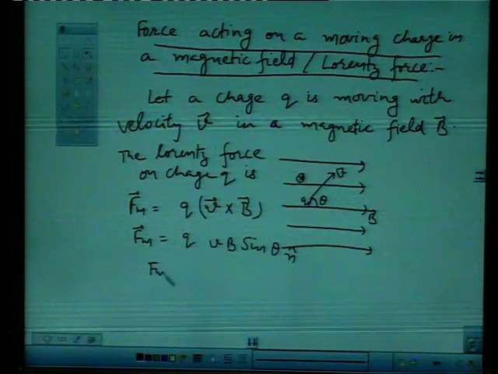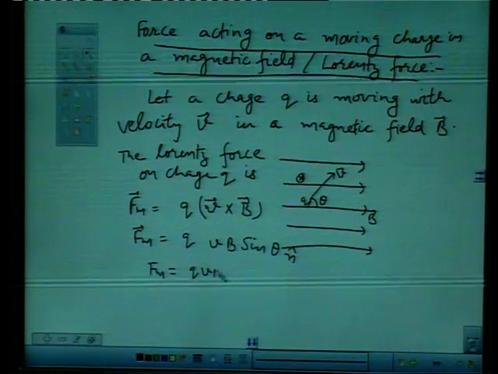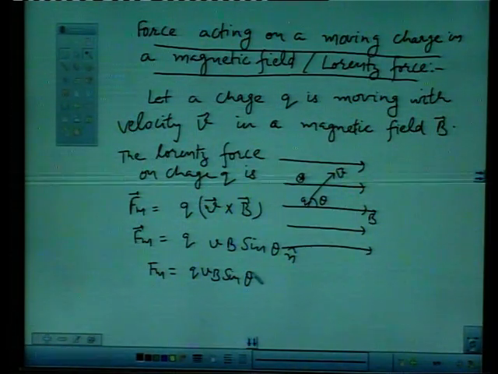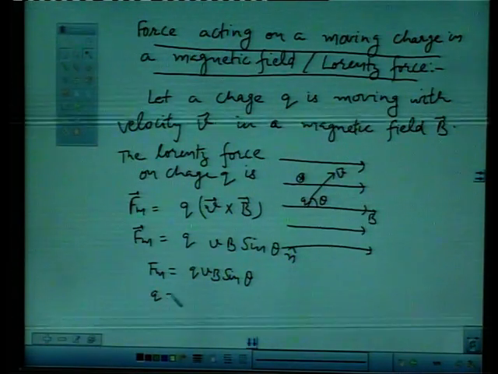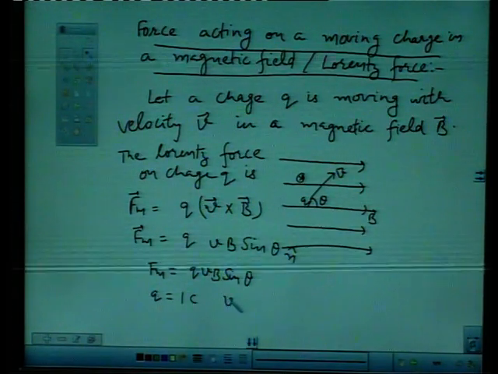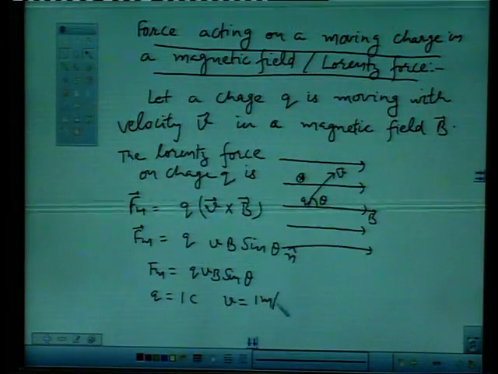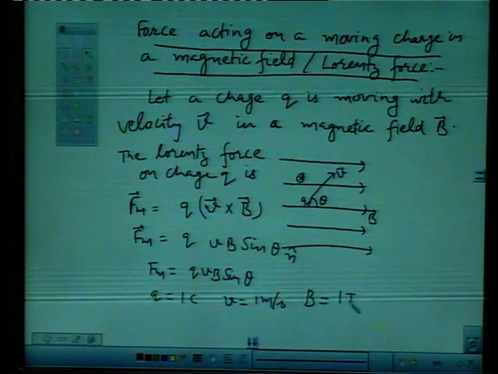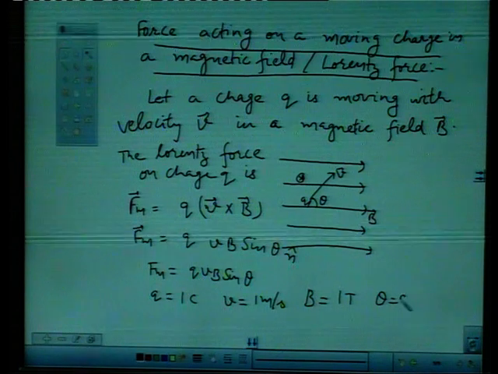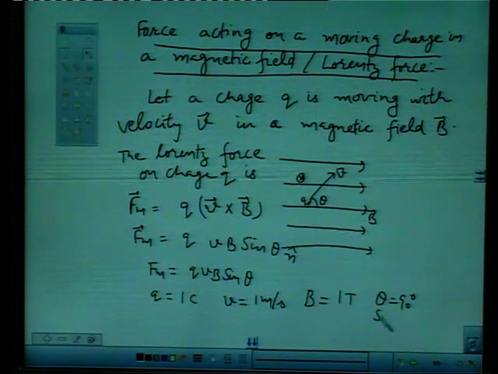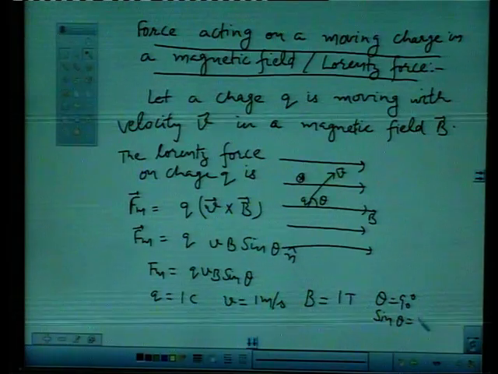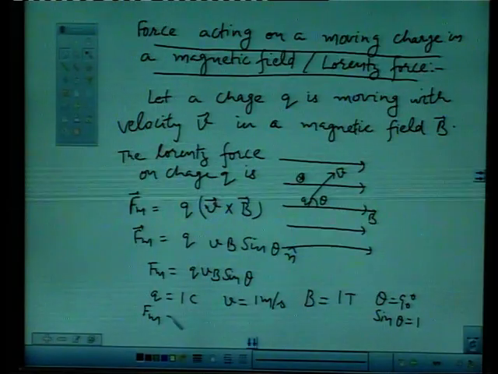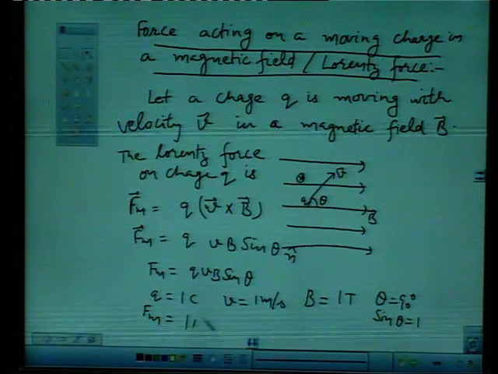is q v B sin theta. So the Lorentz force can also be defined as, if we take q equal to 1 coulomb, velocity equal to 1 meter per second, magnetic field equal to 1 Tesla, and theta equal to 90 degrees, then sin theta is equal to 1. In that case, the magnetic force or Lorentz force will be equal to 1 Newton.